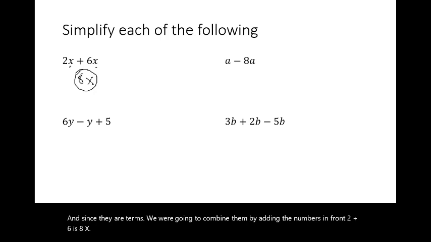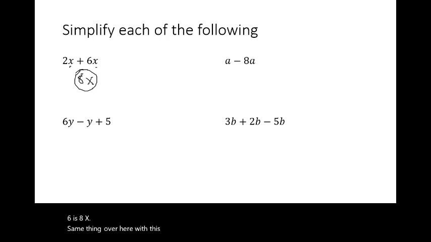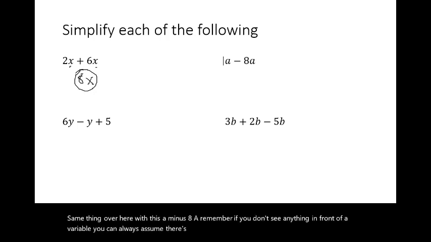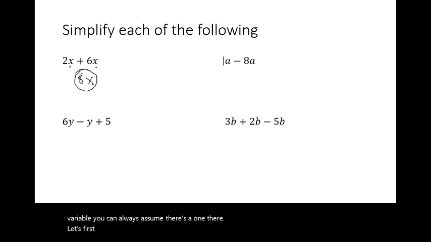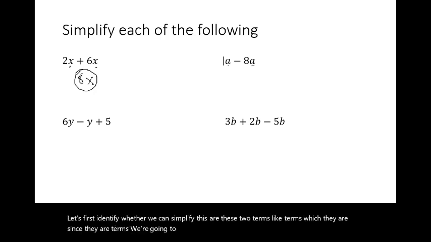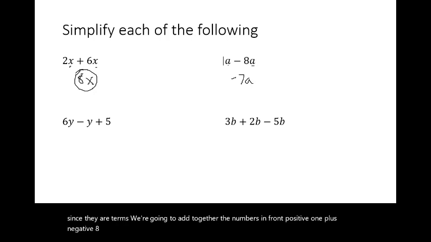Same thing over here with this a minus 8a. Remember, if you don't see anything in front of a variable, you can always assume there's a 1 there. Let's first identify whether we can simplify this. Are these two terms like terms? Which they are. Since they're like terms, we're going to add together the numbers in front. Positive 1 plus negative 8 is negative 7a.